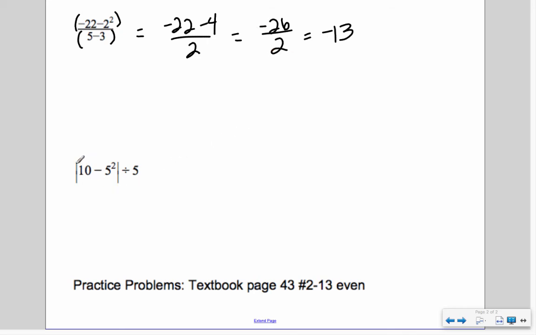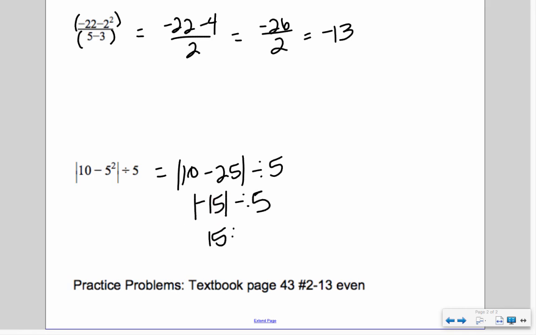Here we have absolute value symbols. That's what these bars mean, absolute value. The absolute value is the distance on the number line between 0 and that number. So the absolute value will always be positive. So 10 minus 5 squared is going to be 10 minus 25. We want the absolute value of that divided by 5. Again, this is a grouping symbol, so we need to do that still. We need to simplify this. 10 minus 25 is negative 15. I want the absolute value of that, and then divide by 5. So the absolute value of negative 15 is 15, divided by 5 is 3.